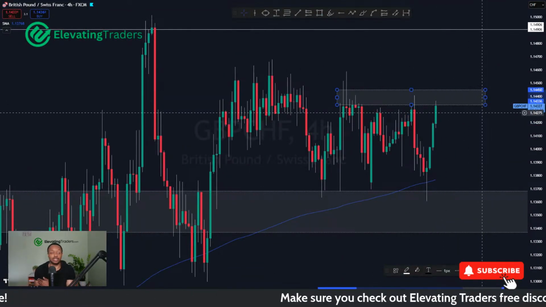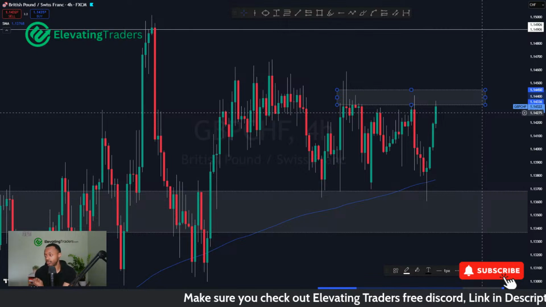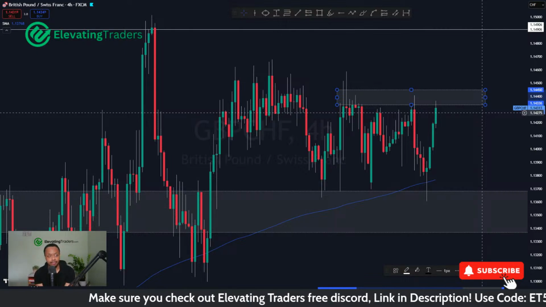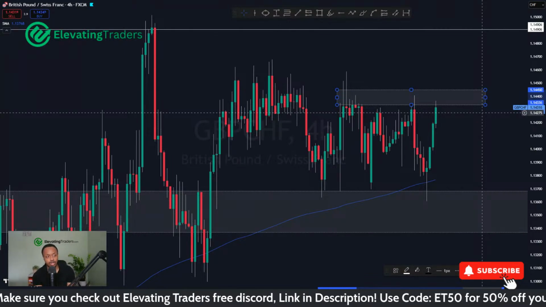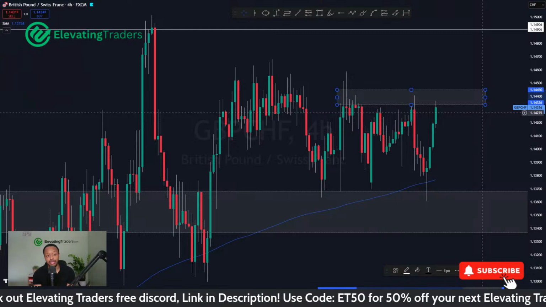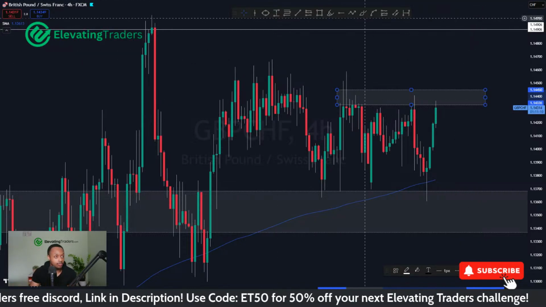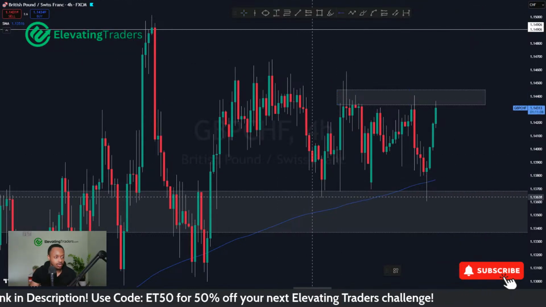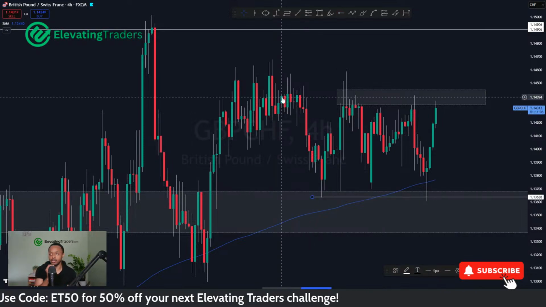We might smash straight through. We could provide another wick and come straight back down again. It's very, very difficult to judge this pair. But I like the entry because we wicked just about through the low here as well, which adds to the confidence of the trade, especially when you're trading a choppy pair like this.